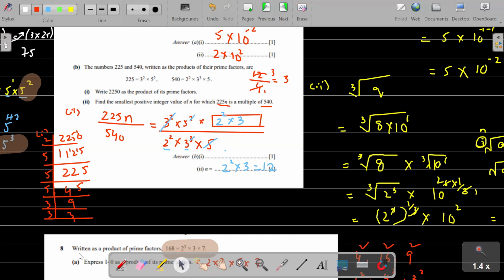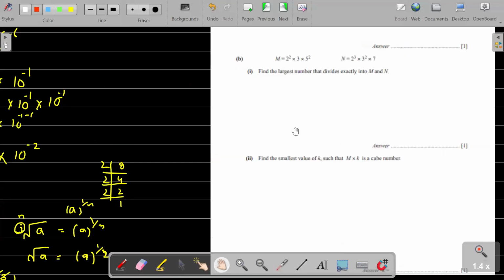So you can see that my prime factors are going to be over here. I'm going to write it over here: 2 times 5 times 3, which can also be written with powers. So here my answer will be 2 times 5 cubed times 3 squared. That is my answer. Let's move to the next question.